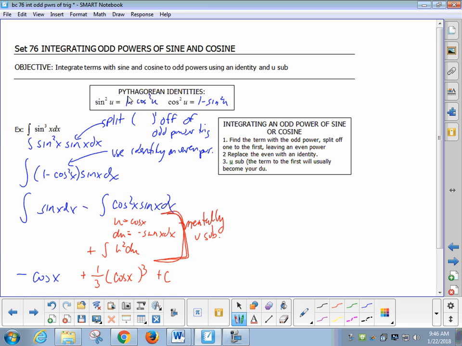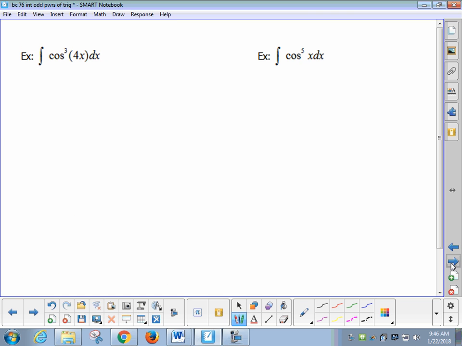All right, so that's the big idea on a very straightforward, simple level. Are we cool so far? Any questions? Okay, great. Let's go to a little more complicated one. This one's still cubed, but the 4x means a little more complicated use of substitution. Let's try it. What do we do first?